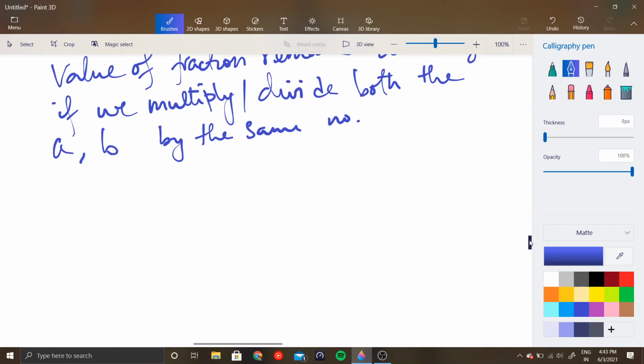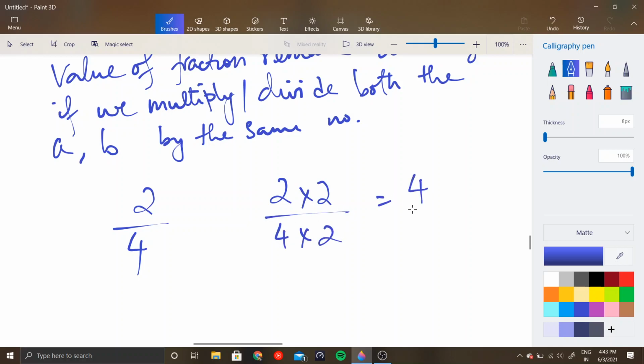Suppose you have this 2 by 4, right? This is a fraction. So if you multiply both the numerator and the denominator by 2, so you have 2 into 2, and here you have 4 into 2. This will result in 4 by 8, which on cancellation, we'll learn about cancellation, but for now this fraction has the same value as this fraction, right?